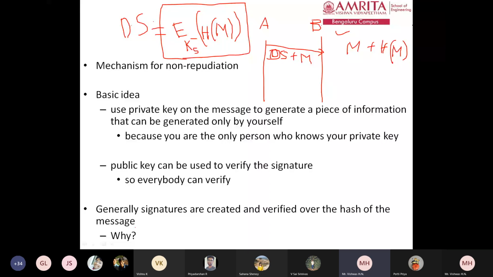We could have simply encrypted the whole message using the private key of the sender, right? But we didn't do that. We actually encrypted only the hash function of the message using the private key of the sender. What might be the reason? Because anybody having the public key can decrypt the message. Okay, that is one reason. Any other reason?